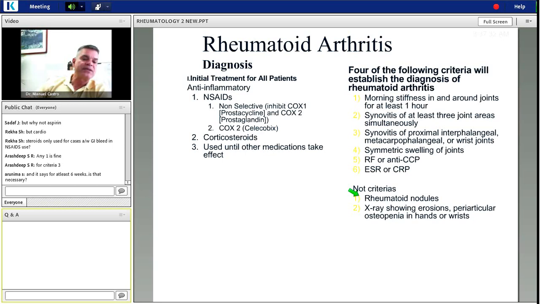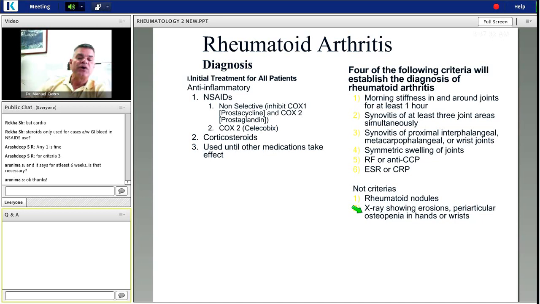Okay, yes, 6 weeks, absolutely, Arunina. You need to have 6 weeks of these symptoms. Very good. It's not a week or 10 days or something like that. It has to be at least 6 weeks. And then the x-ray shows erosion and periarticular osteopenia in the hands and wrists. That used to be another criterion, but that has also been removed, okay? So remember those criteria so that you can make a good diagnosis of rheumatoid arthritis.